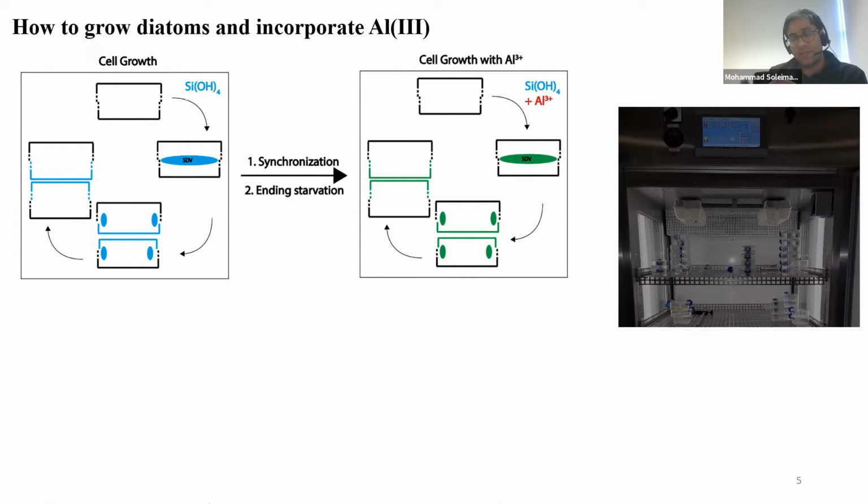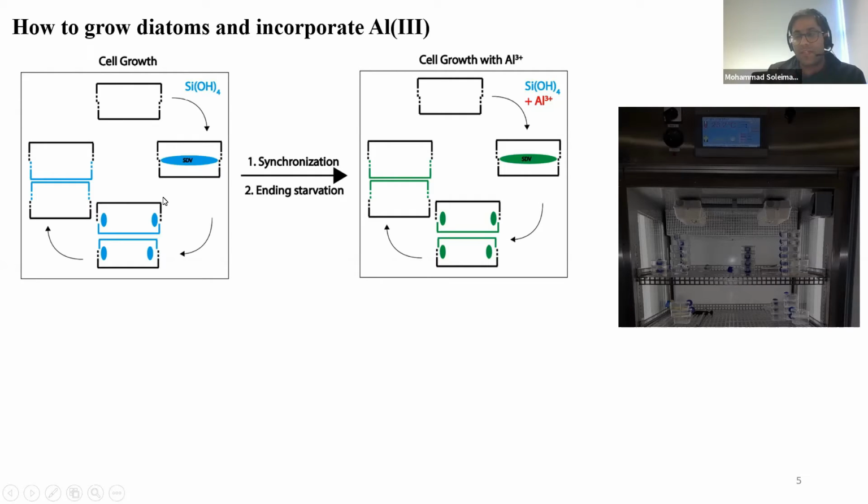Usually in the cultures that we grow them, they need a lot of chemicals. One of the essential ones is silicic acid. As long as silicic acid is present here in the culture, the diatom can take up silicic acid and create a new silica structure, valve, and griddle bands.